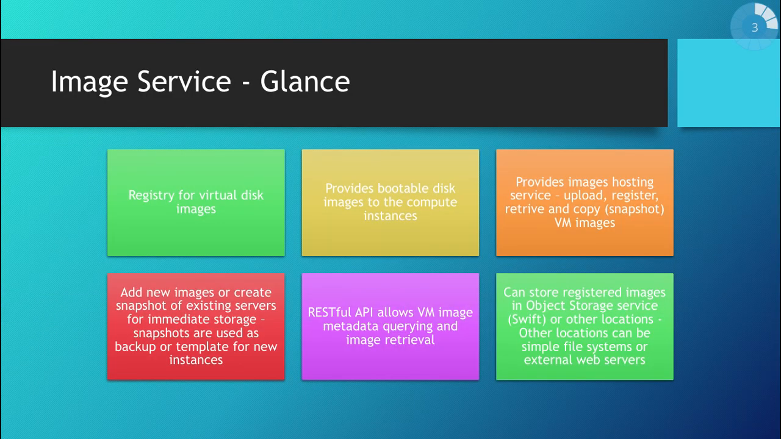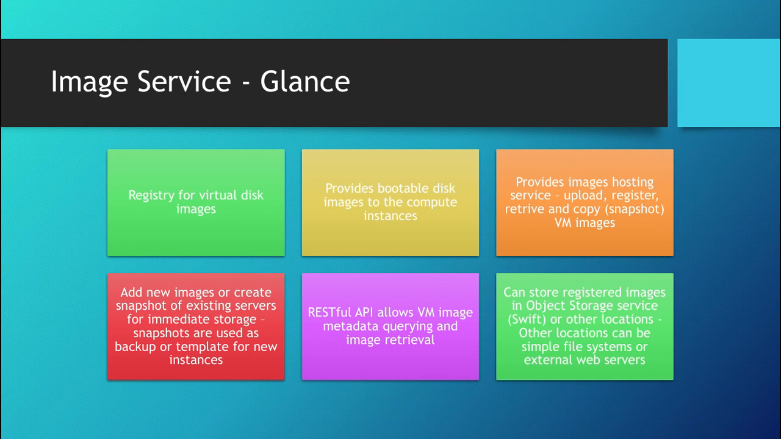So the image service, or Glance, is the registry for virtual disk images inside your OpenStack platform. It provides a bootable disk image to the compute instance. So when you build a new instance, it provides the bootable disk to attach to the compute instance so that it can boot up the OS. It also provides an image hosting service, like upload, register, retrieve and copy VM images. So you can upload, register, retrieve and copy various snapshot VM images.